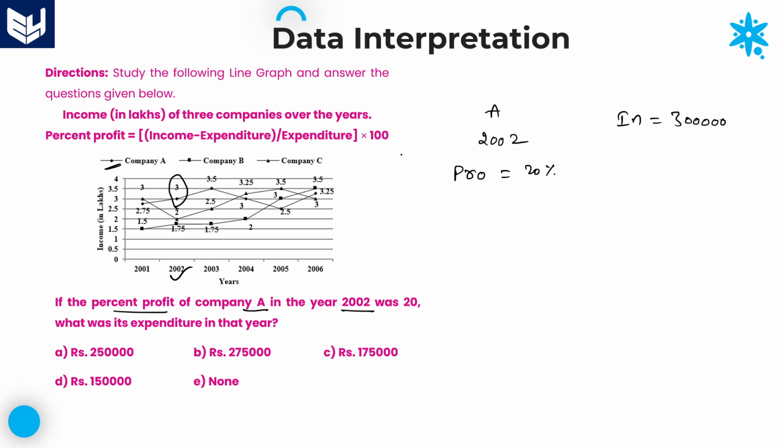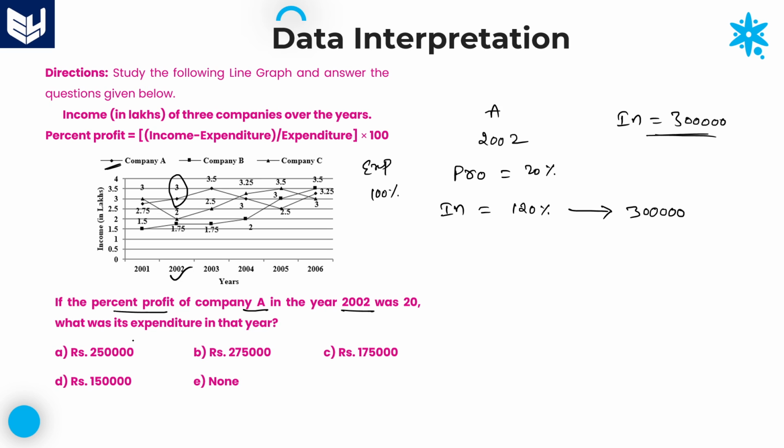Now, according to the concept, always consider expenditure as 100 percentage. Expenditure is 100 percentage, profit is 20 percentage. Therefore, obviously, income is equal to 120 percentage. This 120 percentage is given as 3 lakhs in the graph. So 120 percentage is equal to 3 lakhs.